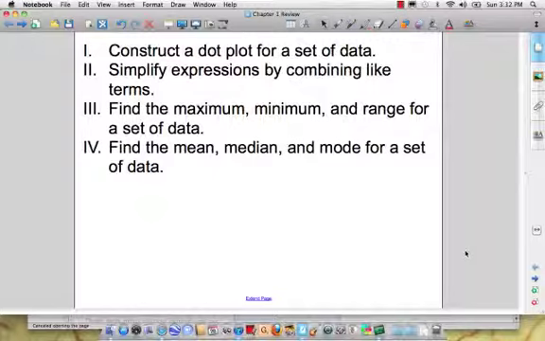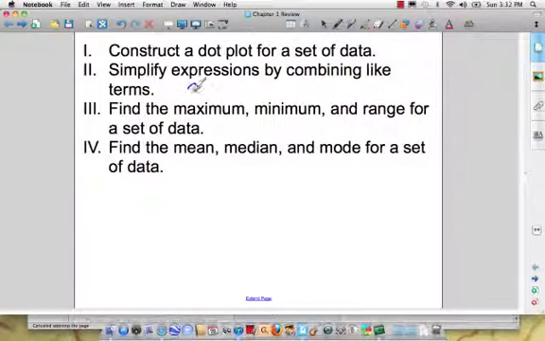So I give you some information about several people, and each person will end up being one dot on the dot plot. The next thing you'll be asked to do is simplify expressions by combining like terms. So we've done a lot of practicing with that, but just to make sure you know what I mean by that, simplifying expressions by combining like terms.